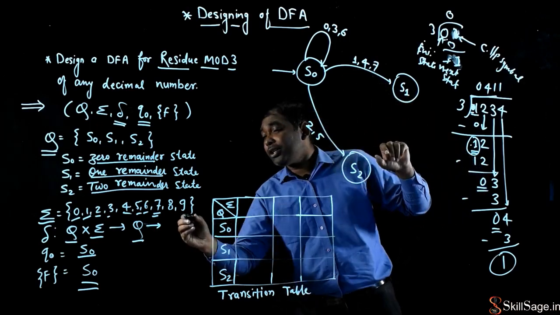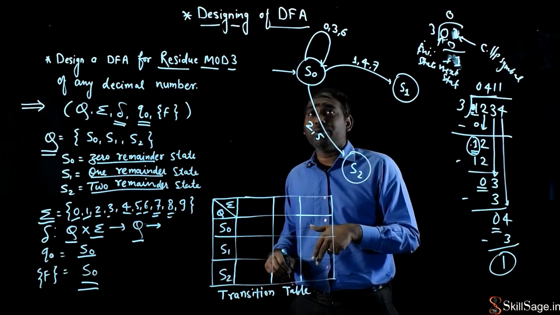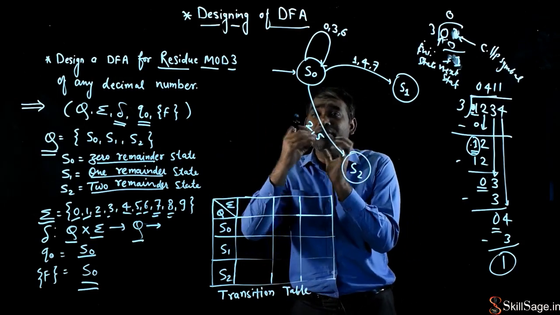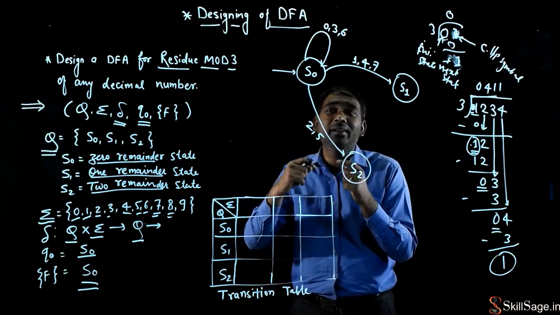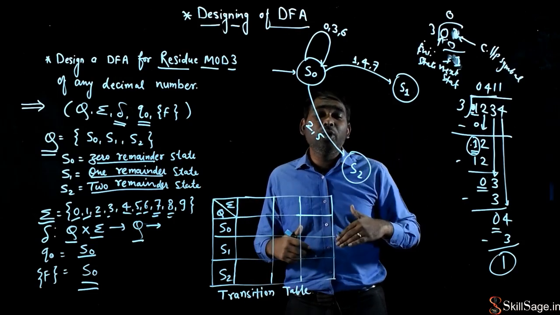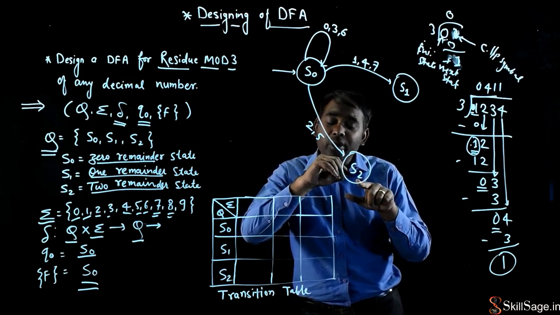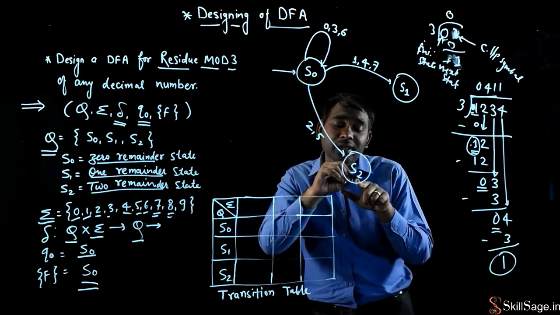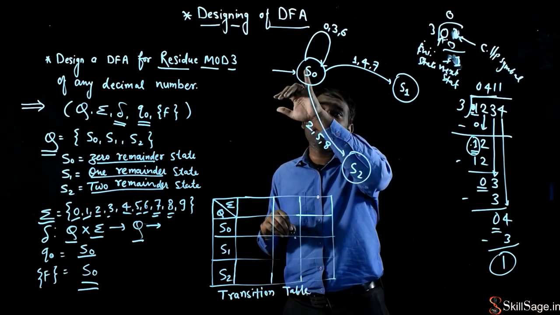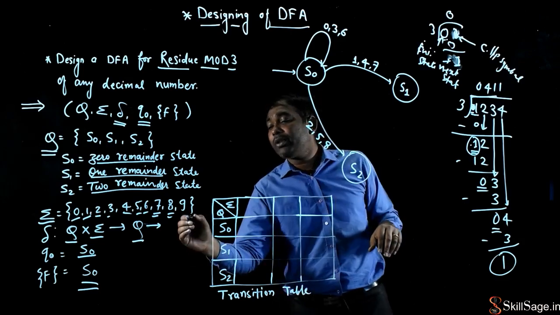So the next transition is 8. Current state is 0. Next input symbol is 8. That means the number formed is 0, 8. If I divide this 0, 8 by 3, what will be my remainder? Remainder is 2. So I will go to the 2 remainder state, which is S2. So if I take a transition on 8 from S0, I am going to get the 2 remainder state, that is S2.